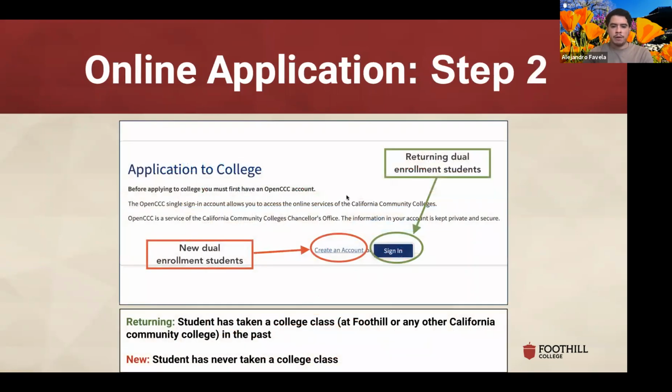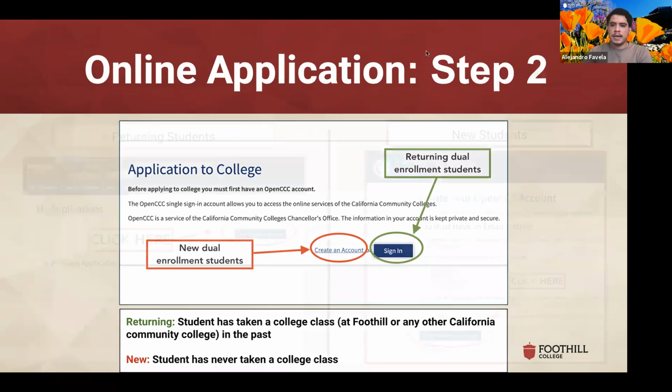And then I wanted to make you aware of this. If you've taken any community college classes in the past, then you would be signing in. And this is, once again, even if this was a class outside of De Anza, outside of Foothill, let's say you took a class at San Jose City College. You would be signing in because that OpenCCC account is used system-wide. So it doesn't matter what community college you took the class at, it's still going to be that same sign-in process. And then of course, if this is your first time taking a community college class, a dual enrollment class, then you would be creating your account for the very first time.